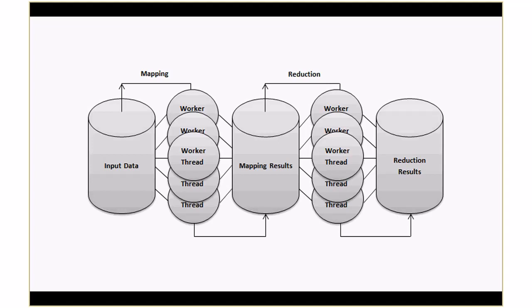And then when you would want to reduce, you would take the results again from disk, spin up a bunch of worker threads, and then output to disk again. So you go through this process of reading and writing to disk all the time. And as you might know, reading and writing to disk is something that takes a long time, and we don't want that.